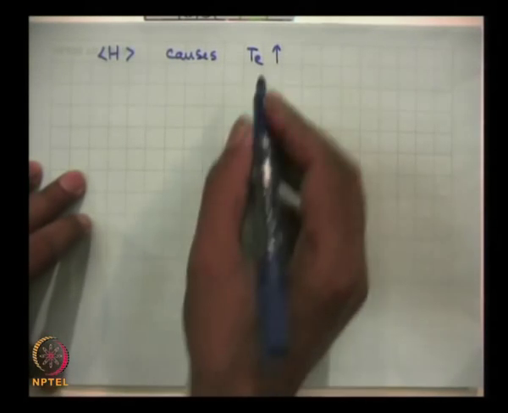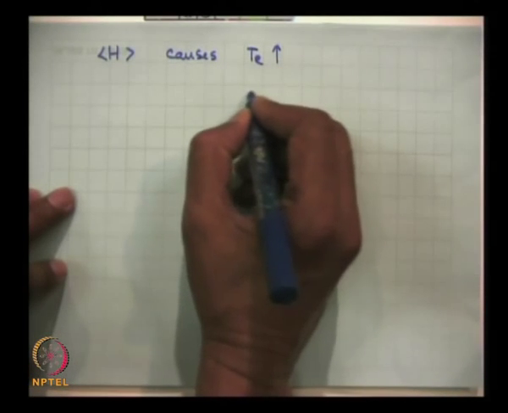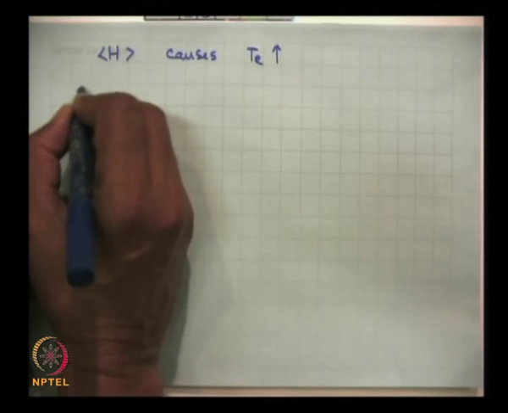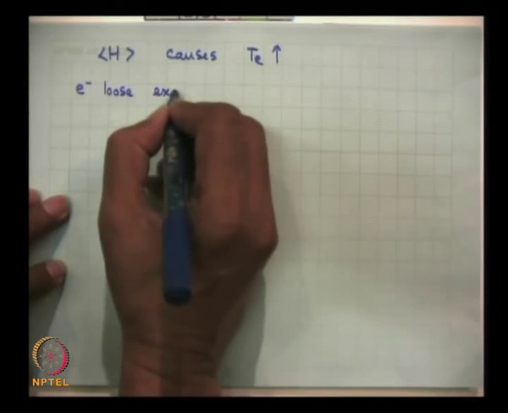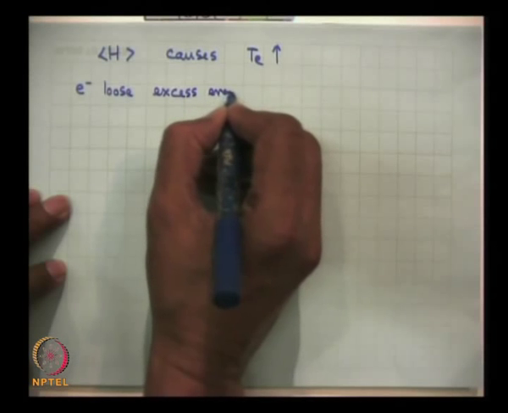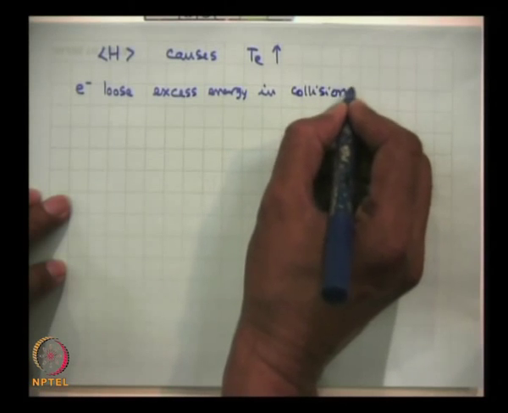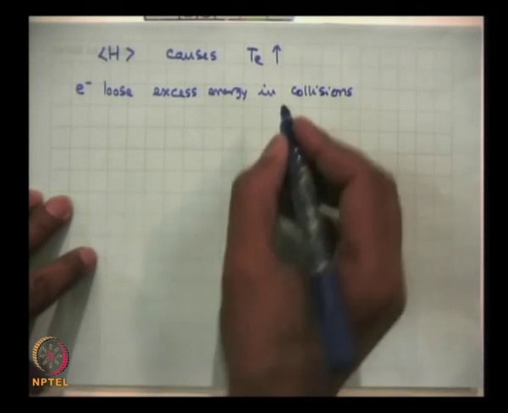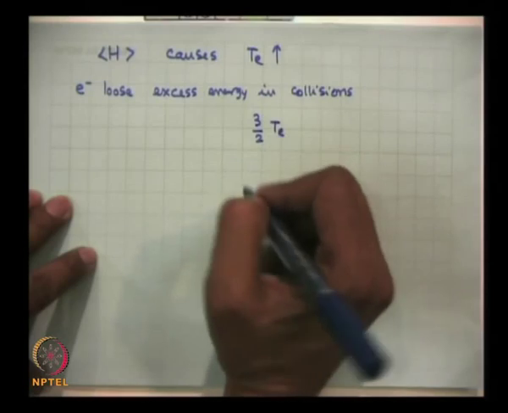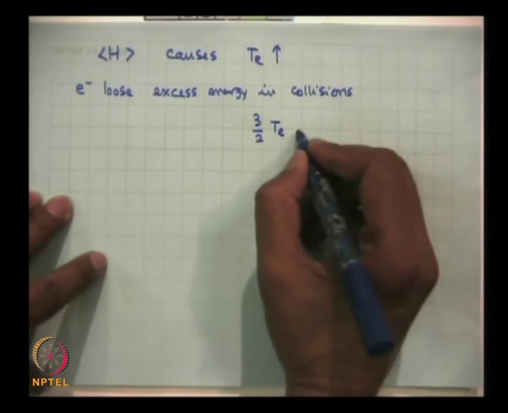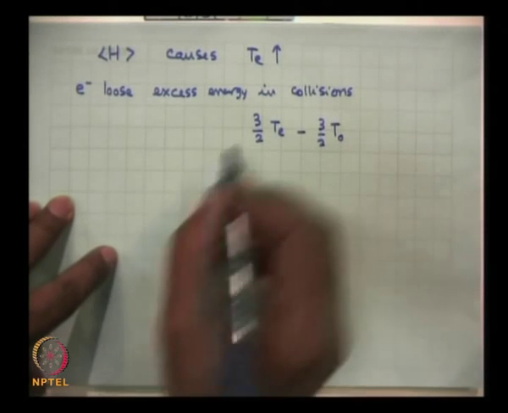And the average electron energy becomes larger than the average energy of the background particles. So, the electrons lose excess energy in collisions. How much excess energy do they lose? Average kinetic energy of an electron at temperature T e is 3 by 2 T e. Whereas, if this were not heated, the average energy would have been T 0. So, this I call the excess energy.